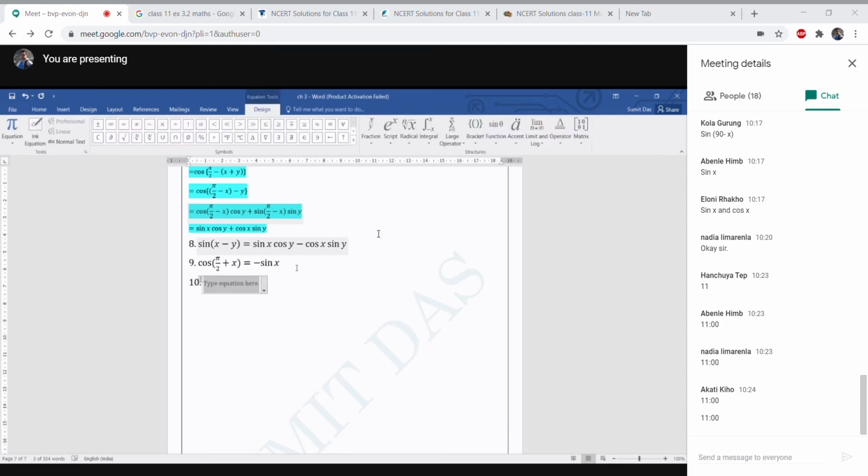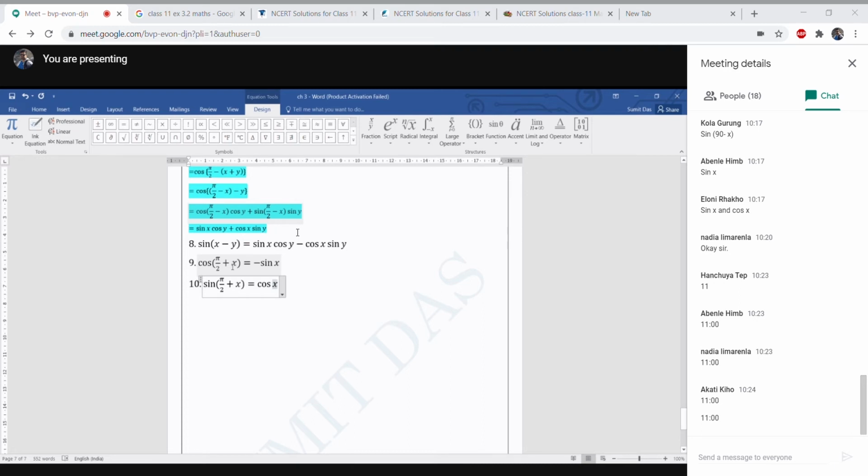Next, question number 10 will be the same: sine pi by 2 plus x will be equal to cos x. Why? Because here it is multiplied with 1. So odd number, odd means it will be changed to cos, and pi by 2 plus x, well, we are taking x as an acute angle.